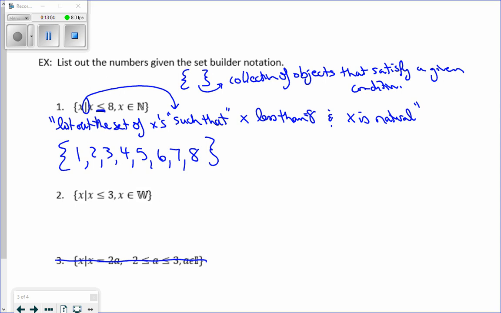Now, if I said verbally to you, list out all the natural numbers less than or equal to 8, please, you would have no issue with that. Some of you may clarify, what's a natural number again? But it wouldn't cause you grief.